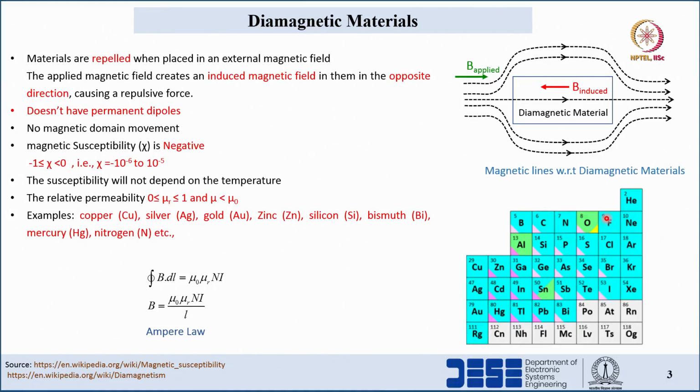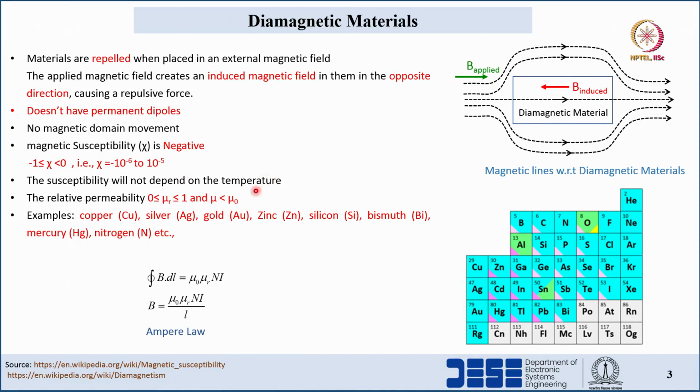Now we will discuss the different types of magnetic materials, starting with diamagnetic materials. We can see the different types of diamagnetic materials in the periodic table on the right-hand side. If we apply a magnetic field to a diamagnetic material, the induced fields in the material are in exactly the opposite direction to the applied magnetic field. Because of this, diamagnetic materials repel the applied magnetic field, and there is no movement in the magnetic domains. The magnetic susceptibility is negative and has a very small value.